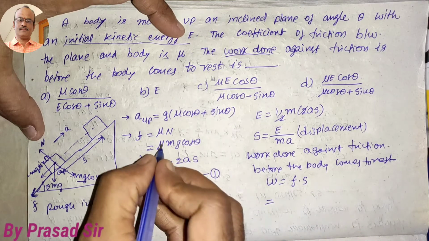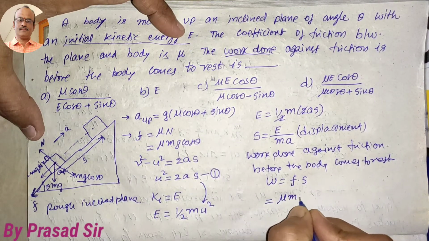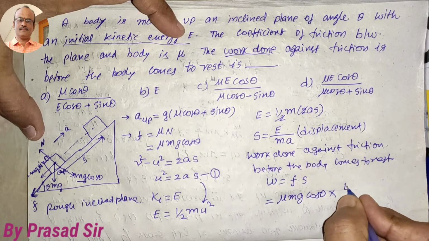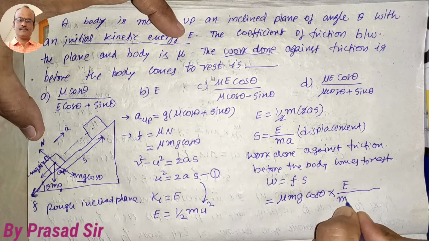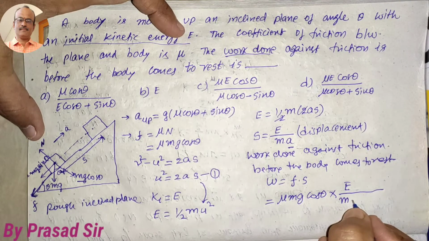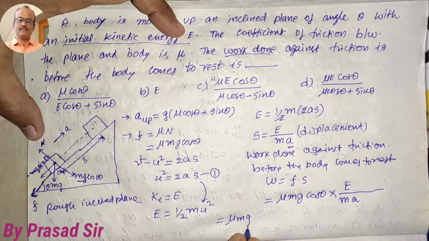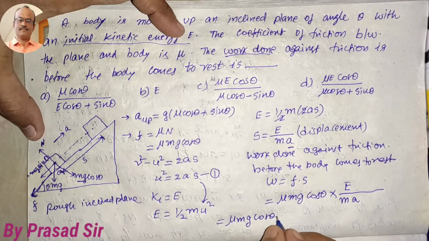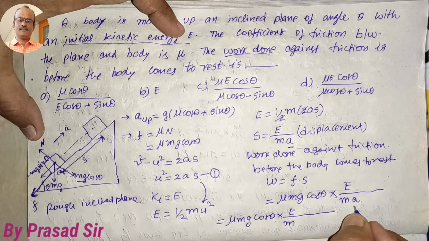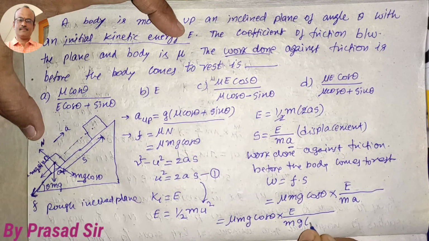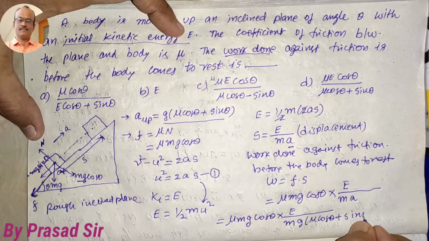So what is the frictional force here? Already we calculated it: mu mg cos theta into displacement. How much is the displacement here? Energy divided by m into acceleration. I will take the acceleration a, which is g times (mu cos theta plus sin theta).